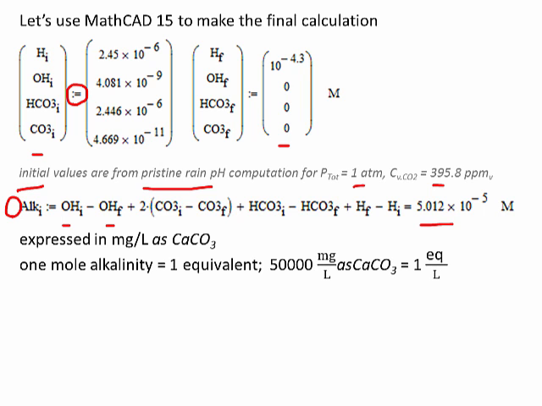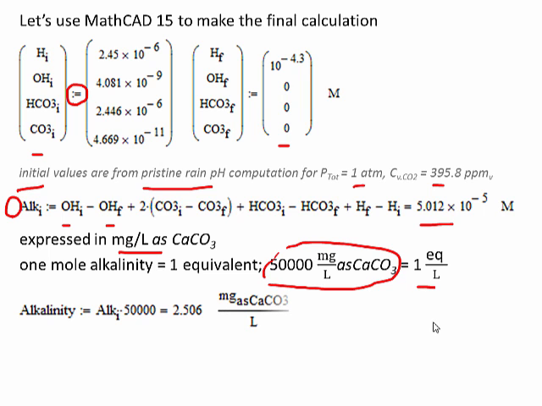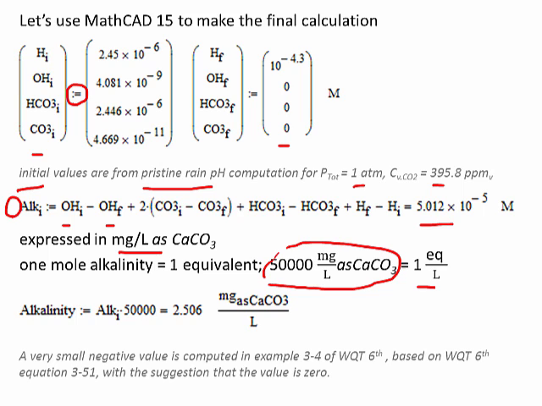We can convert that, as we should, for comparison, to milligrams per liter as calcium carbonate. We have our conversion factor that 50,000 milligrams per liter as calcium carbonate is 1 equivalent per liter. And so our final alkalinity that we would report would be 2.5 milligrams per liter as calcium carbonate. Now we compare this with a very small negative value that's computed in example 3.4 of Water Quality and Treatment, 6th edition, based on their equation 3.51. And they, of course, suggest that that small negative value is 0.